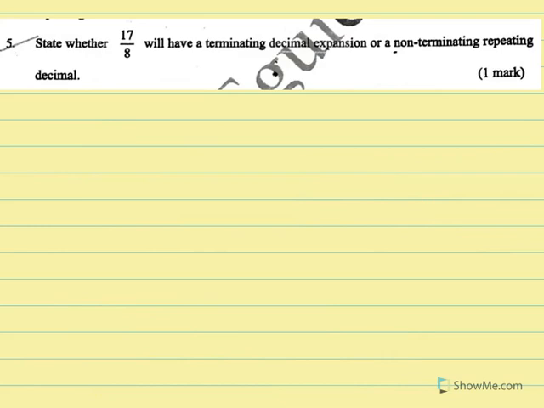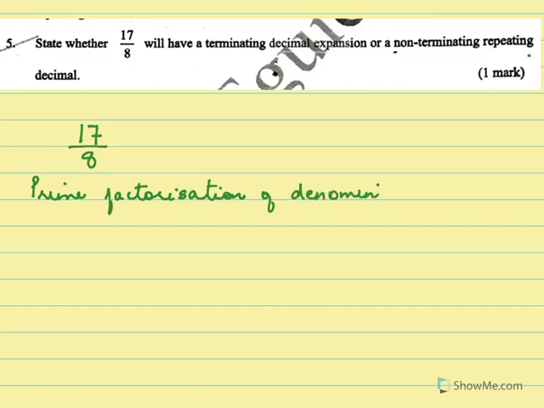State whether 17 over 8 is terminating or non-terminating. So 17 over 8, we need to check the denominator. So prime factorization of denominator. The denominator is 8. The prime factorization is 2 into 2 into 2, 2 raised to 3. So 17 by 8 equal to 17 over 2 raised to 3.